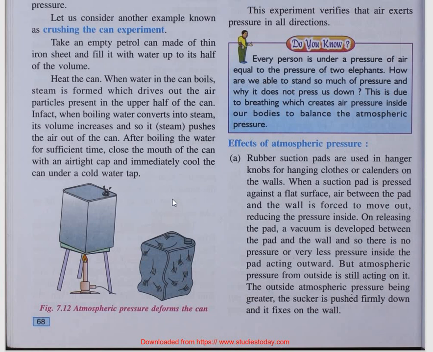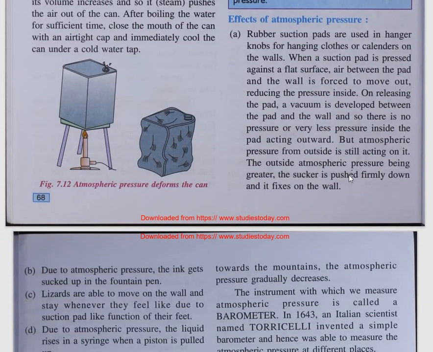Effects of atmospheric pressure. Rubber suction pads are used in hanger knobs. We know that they are used for hanging clothes and so on. This is a suction pad that is pressed against a flat surface. Air between the pad and the wall is forced to move out. Thus, a vacuum is created. Whenever a vacuum is created, these things happen. Therefore, it is firmly held there.